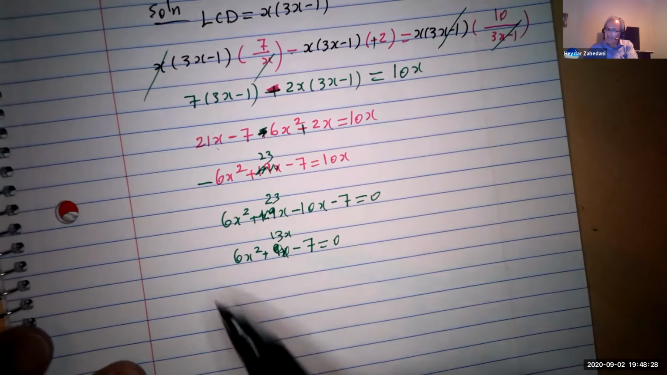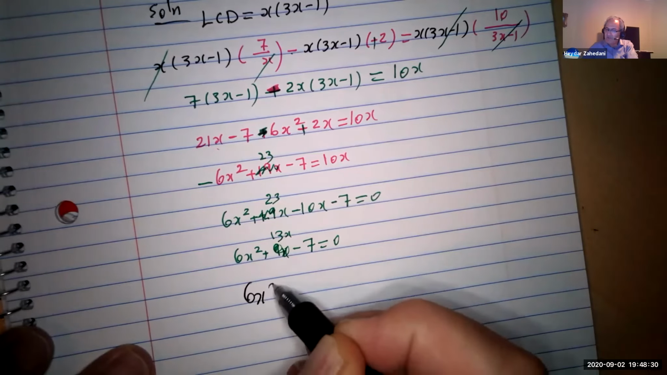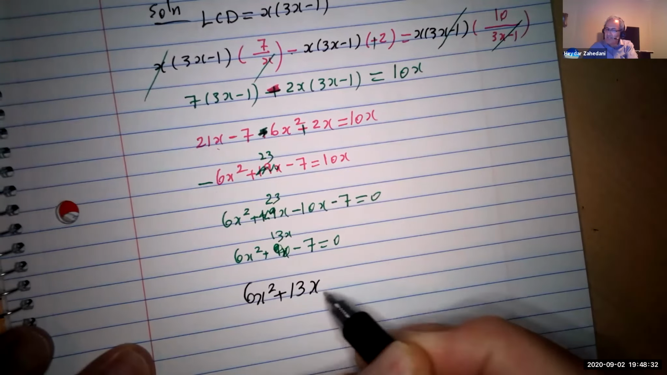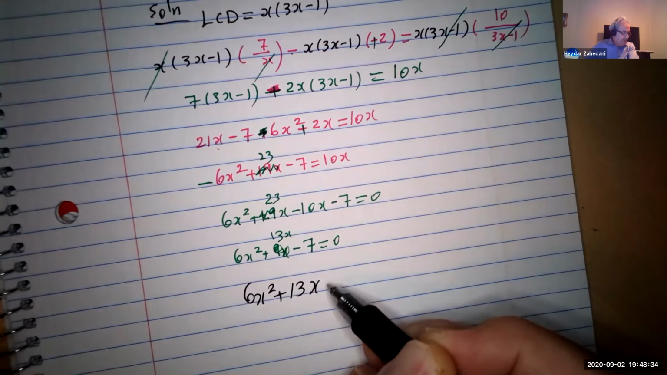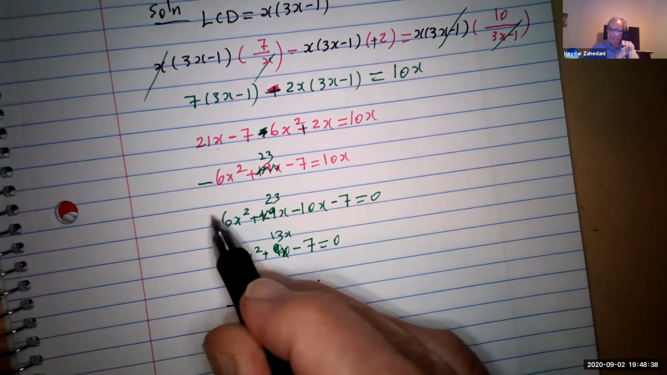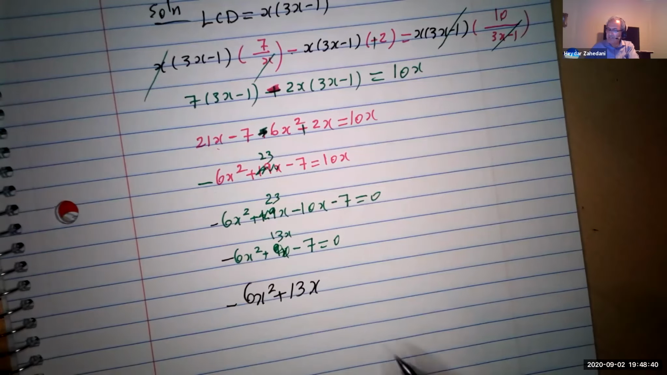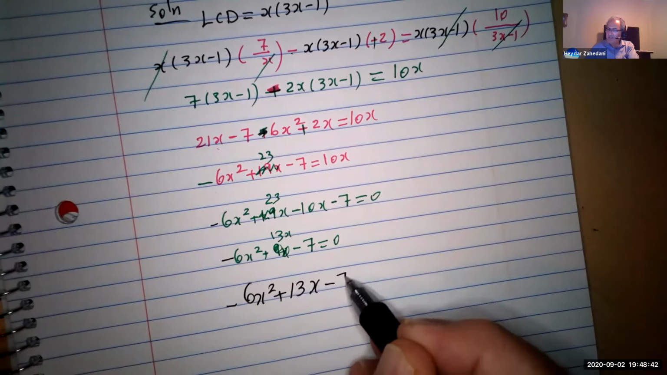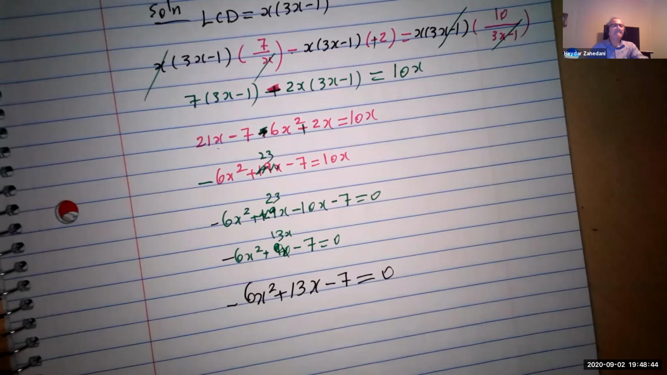Eventually I missed that. It's a 6x squared plus 13x, okay, plus 13x minus, this is a negative 6x squared, of course. It's a negative 6x squared plus 13x minus 7 equal to 0. Thanks. Okay, any question?